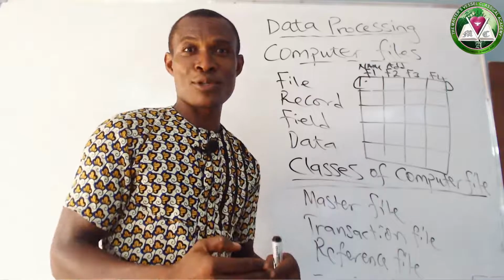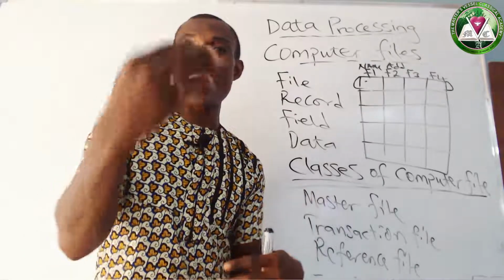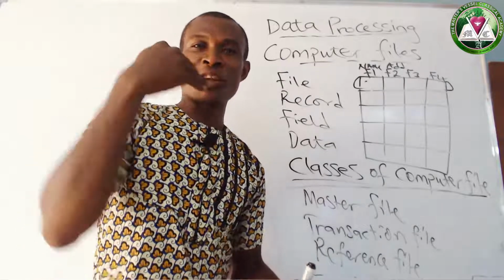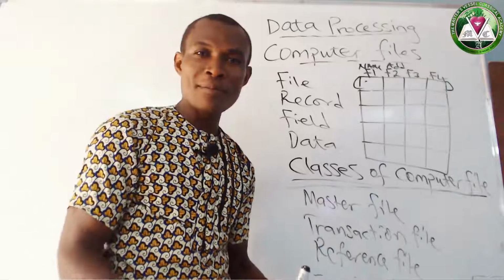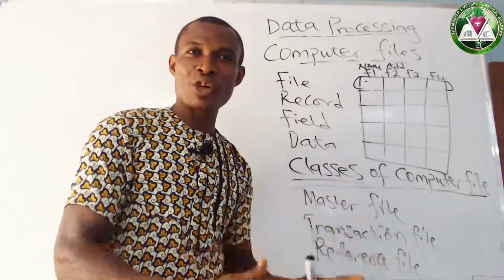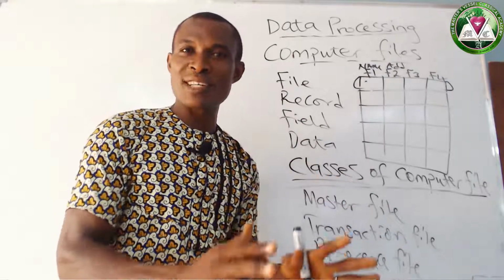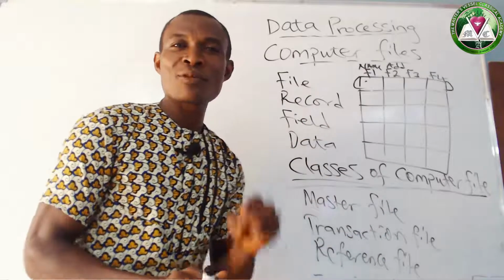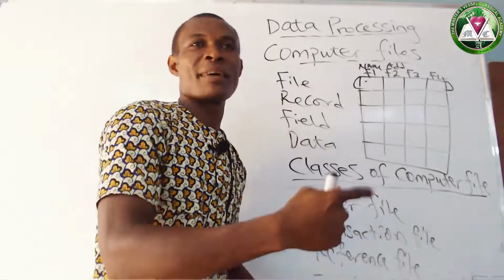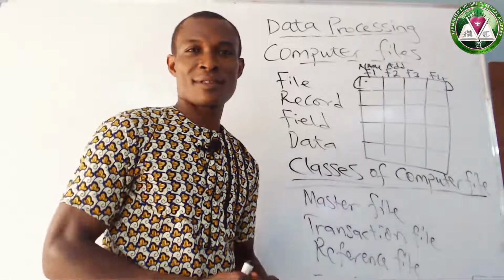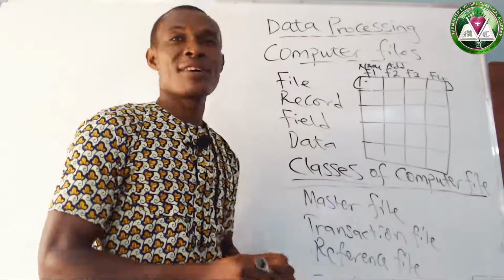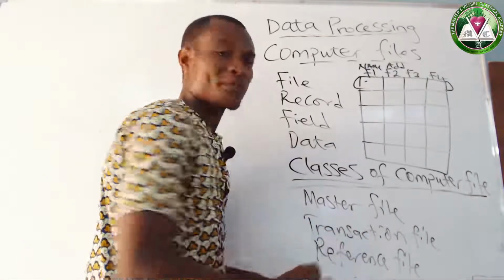These are transactions. So any file that will arise because of transactions that go on in an office or in a firm from day to day is called a transaction file. It's called what? Transaction file. Now, sometimes this transaction file can be used to update the master file. Are you following? Alright.